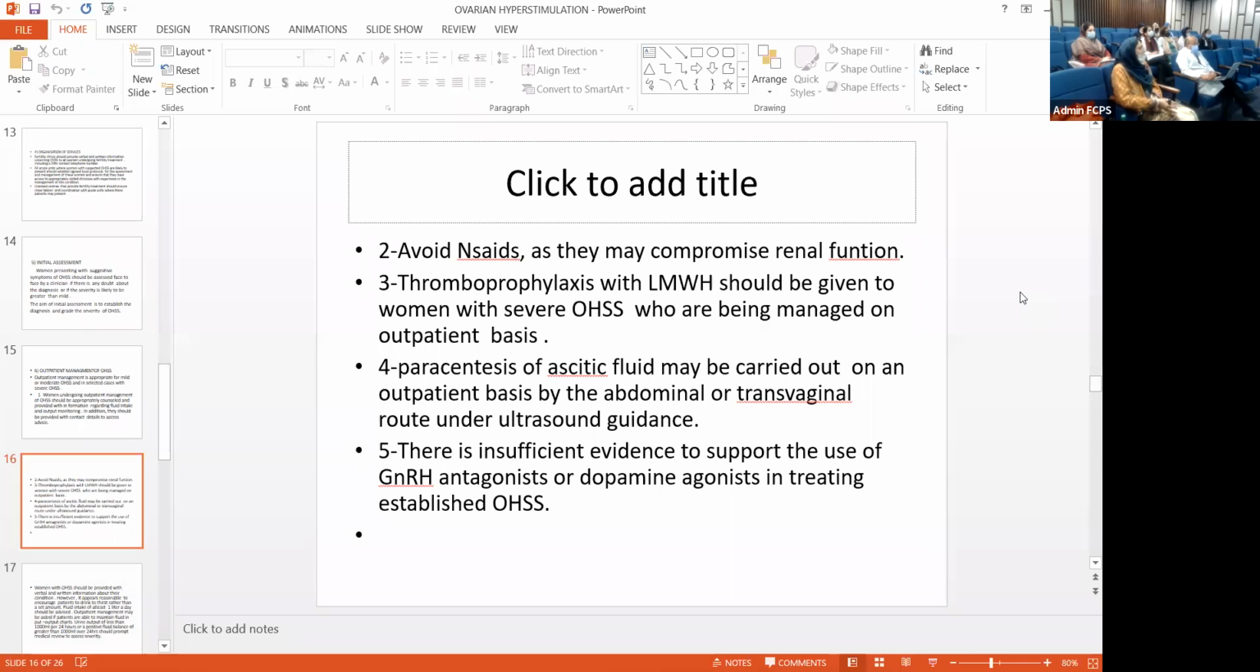NSAIDs should be avoided as they may compromise renal function. Thromboprophylaxis with low molecular weight heparin should be given to women with severe OHSS who are being managed on an outpatient basis. Paracentesis of the ascitic fluid may be carried out on an outpatient basis by the abdominal or transvaginal route under ultrasound guidance. There is insufficient evidence to support the use of gonadotropin releasing hormone antagonist or dopamine agonist in treating established OHSS.